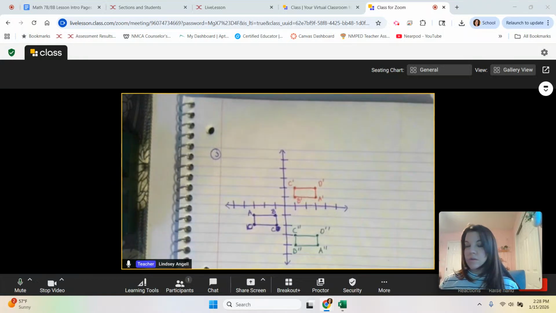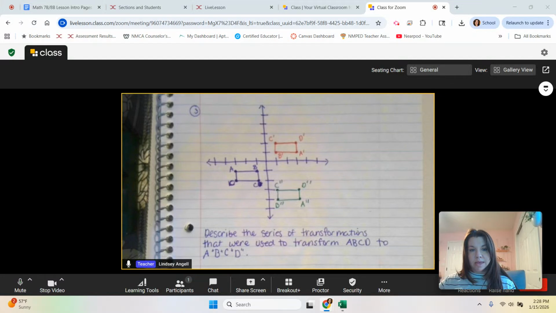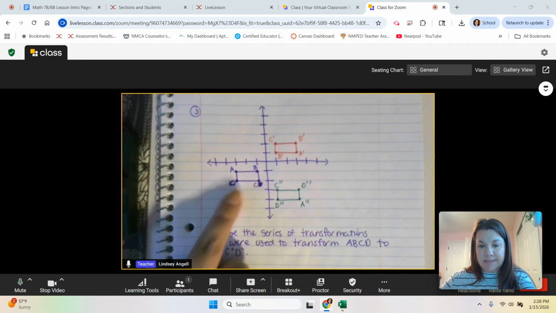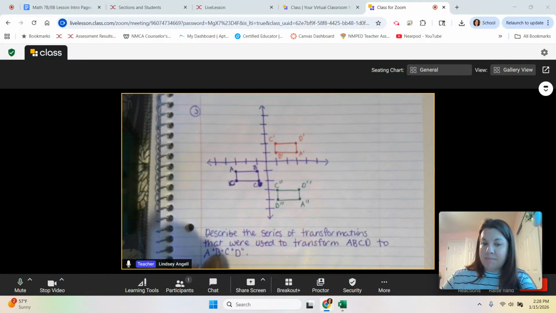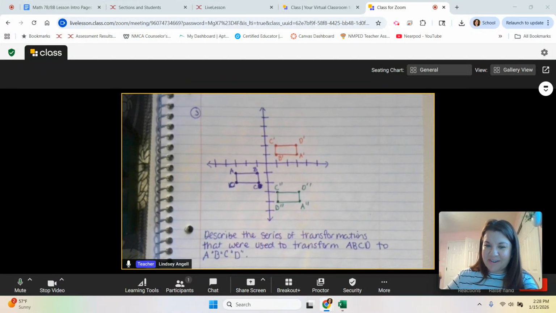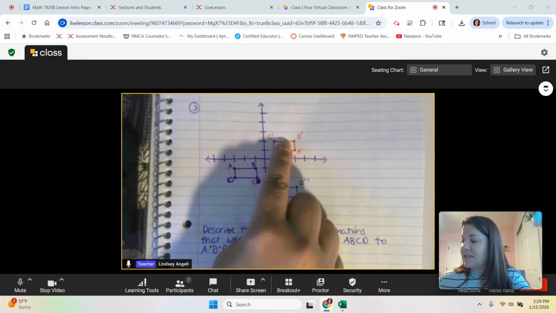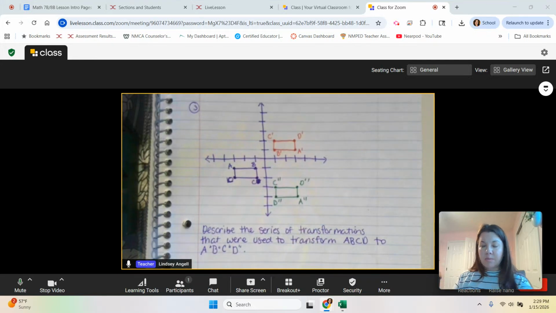The final question that we'll go over today that should hopefully help you and kind of bring everything together is this one here, number 3. Describe the series of transformations that were used to transform A, B, C, D, that's that rectangle, to A double prime, B double prime, C double prime, D double prime rectangle. Okay? So we're going from this one to this one to this one. And this one we don't have to put points or anything like that on this one. What we're doing is we're just saying first this happened, then this happened.